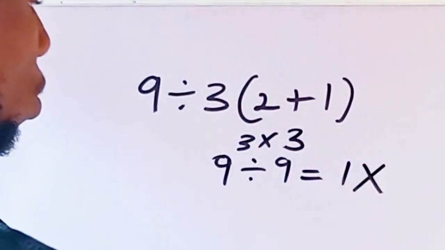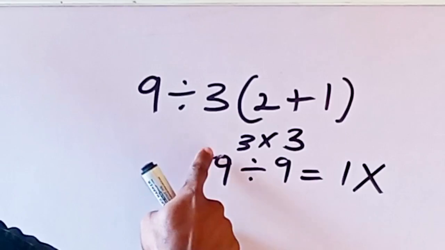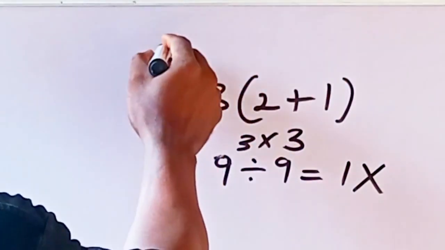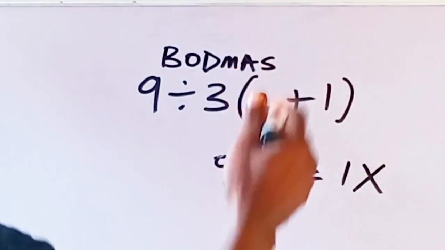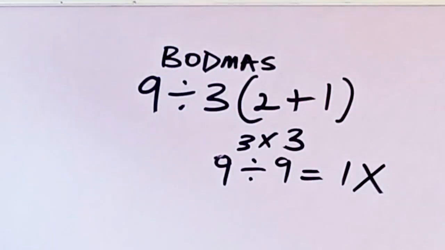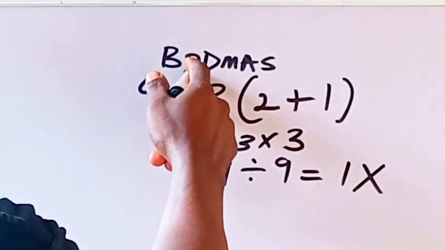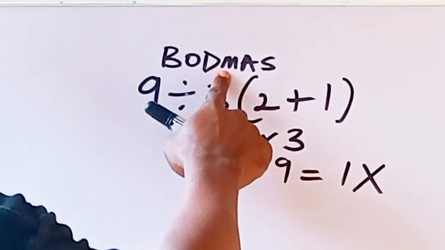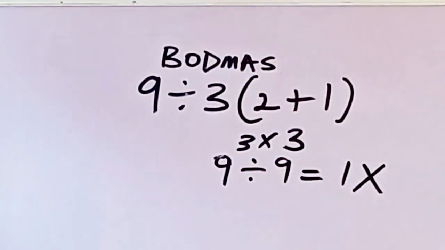Why? Because we omitted the rule called order of operation. So our order of operation, which is BODMAS, so people call it PEMDAS also. So BODMAS: B stands for bracket, O stands for of, D stands for division, M for multiplication, A stands for addition, and S means subtraction.